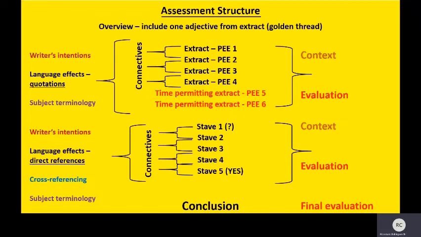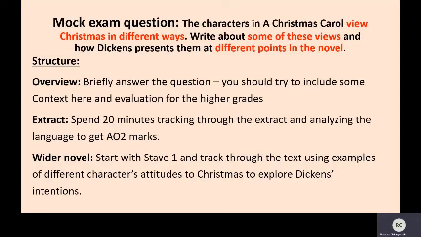After your overview, you have an extract that you will be expected to spend 15-20 minutes tracking through. Then when that 20 minutes is up, you have to go back to the start of A Christmas Carol and ideally say something about each of those 5 staves, particularly staves 2, 3, 4 and 5, as you would have already written about stave 1 in the extract. So we've got overview, extract, wider text.